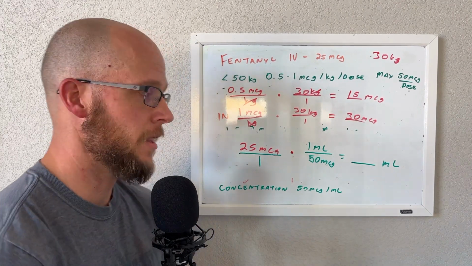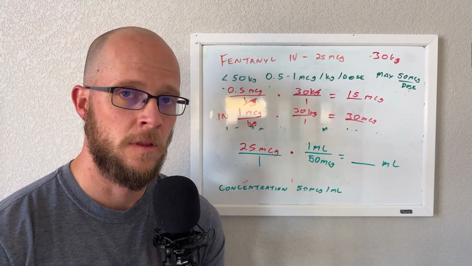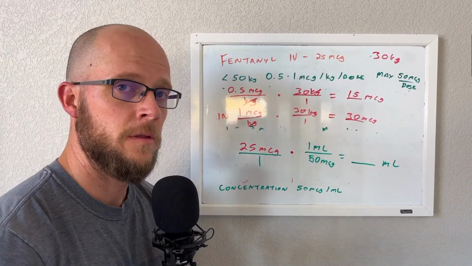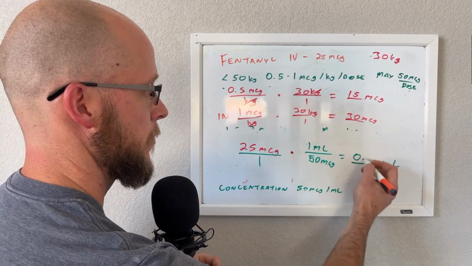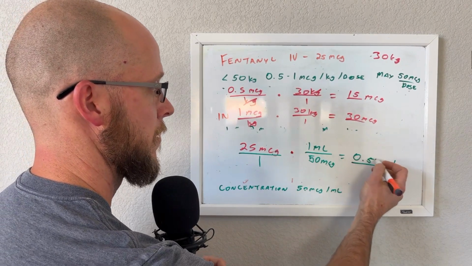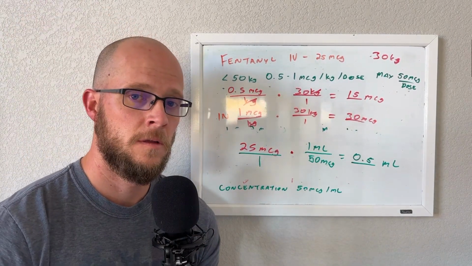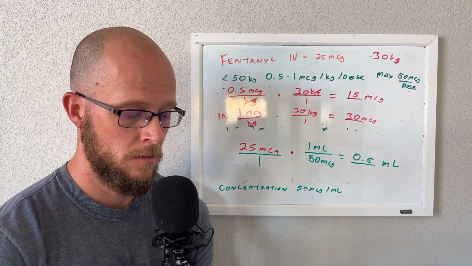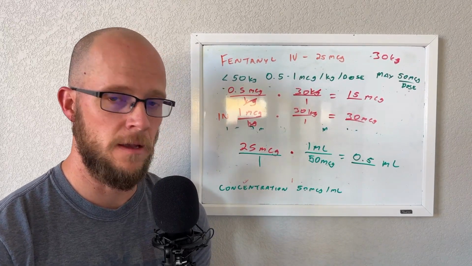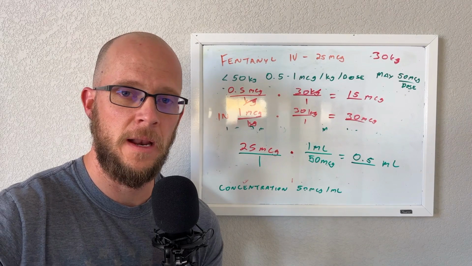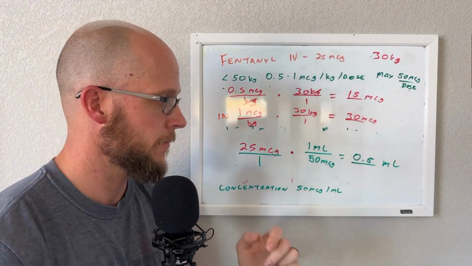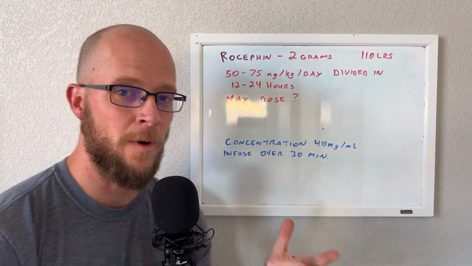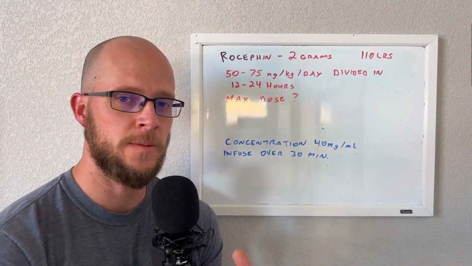go ahead and do the calculator there and see what you get. Cool. Okay, so what you should get is 0.5. Hopefully that helps with the little bit more complicated math on that. So that's your fentanyl there. All right, let's do one more. Okay, so it kind of helps solidify this.